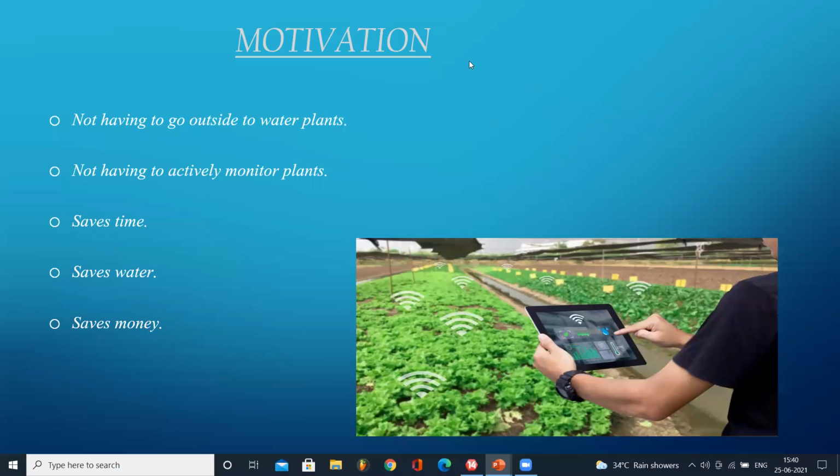Now my co-presenter Amlan Das will continue from here. The things that motivate us about the project are that we don't have to go outside to water plants, we don't have to actively monitor plants, and it saves time. It saves water, and mostly it saves money. Please move on to the next slide.